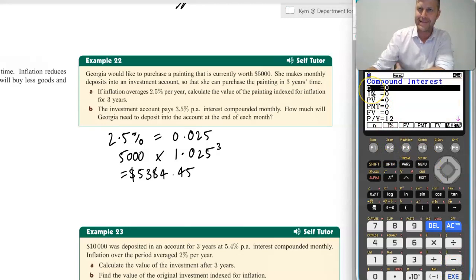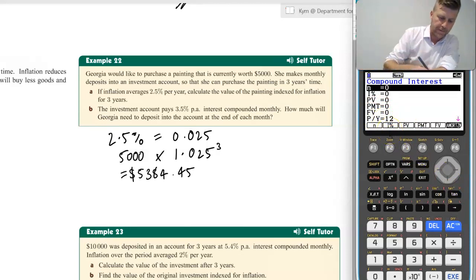So we need to put in N as in the number of compounding periods that the money is going to be invested for, what the interest rate is, what the present value is, PV, what the payments per term is, what we're actually trying to determine, what we're working out, what the future value will need to be, and payments per year and compounding periods per year underneath that as well.